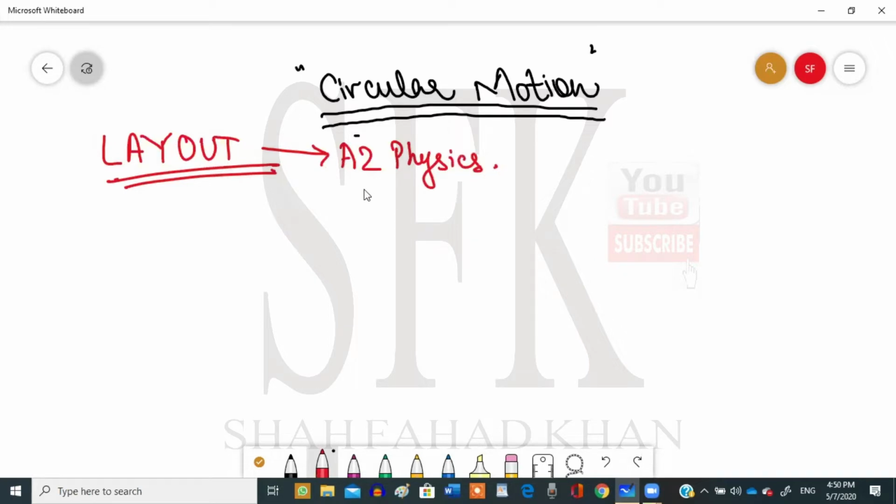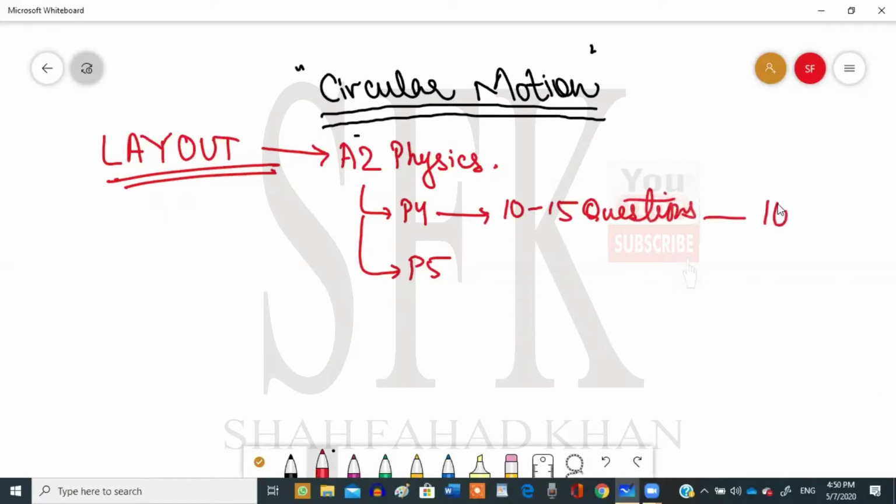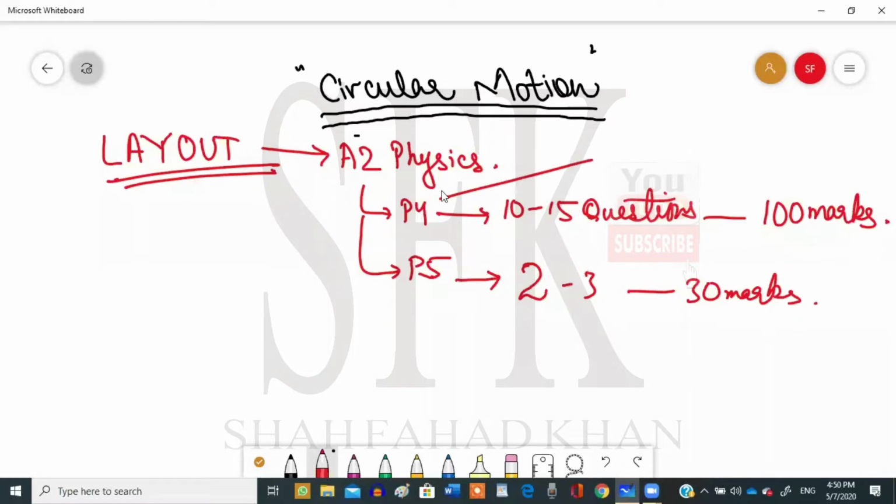In A2 physics, you have two papers, paper 4 and paper 5. Paper 4 has almost 10 to 15 questions, and it has 100 marks. And paper 5 has approximately two or sometimes three questions, and this is of 30 marks only. And this paper 4 is the paper on which your grade depends. This is the major grade determining paper of your A levels.